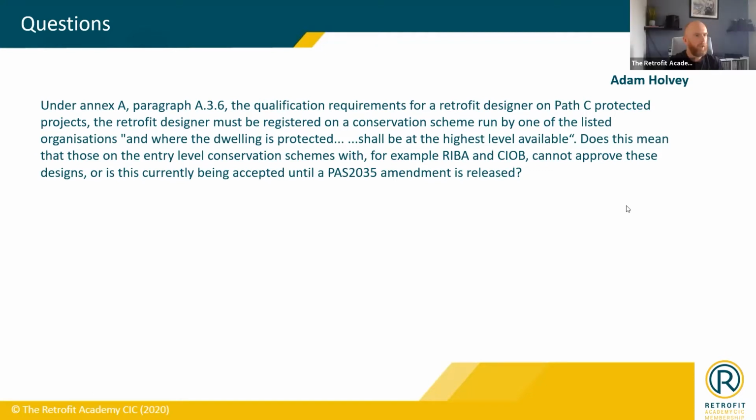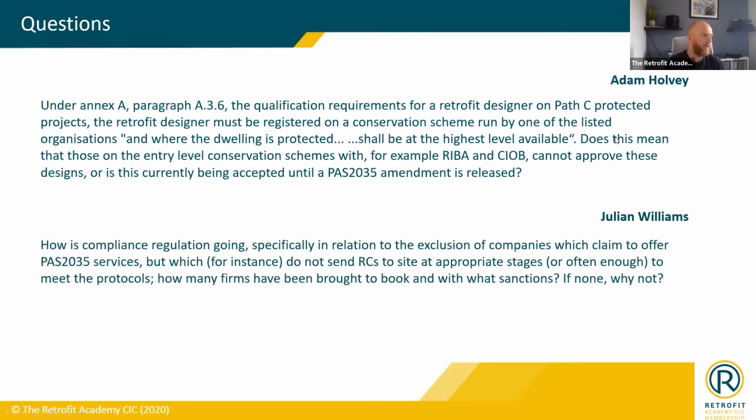Okay, thanks, Adam. So let's move on to the second question we've had pre-submitted, and this is from Julian. Hopefully you're there today, Julian. How is compliance regulation going, specifically in relation to the exclusion of companies which claim to offer past 2035 services, but which, for instance, do not send retrofit coordinators to site at appropriate stages or often enough to meet the protocols? How many firms have been brought to book and with what sanctions? If none, why not?